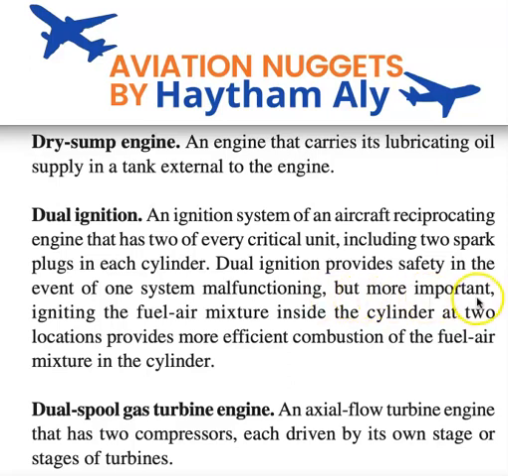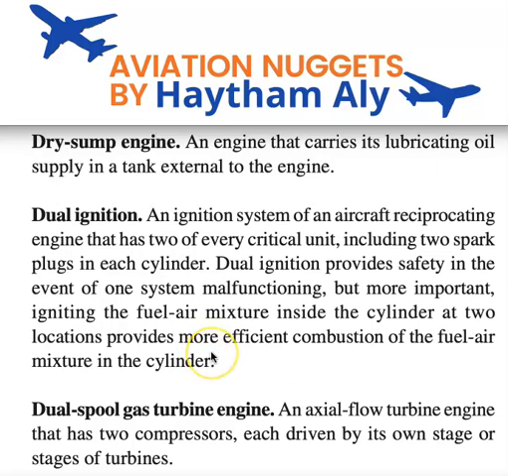But more important is igniting the fuel-air mixture inside the cylinder or inside the combustion chamber at two locations. This is the most important answer to why we have dual ignition, because we need to ignite the fuel-air mixture at different locations, not just one location. This provides more efficient combustion of the fuel-air mixture in the cylinder or in the combustion chamber of the gas turbine engine.